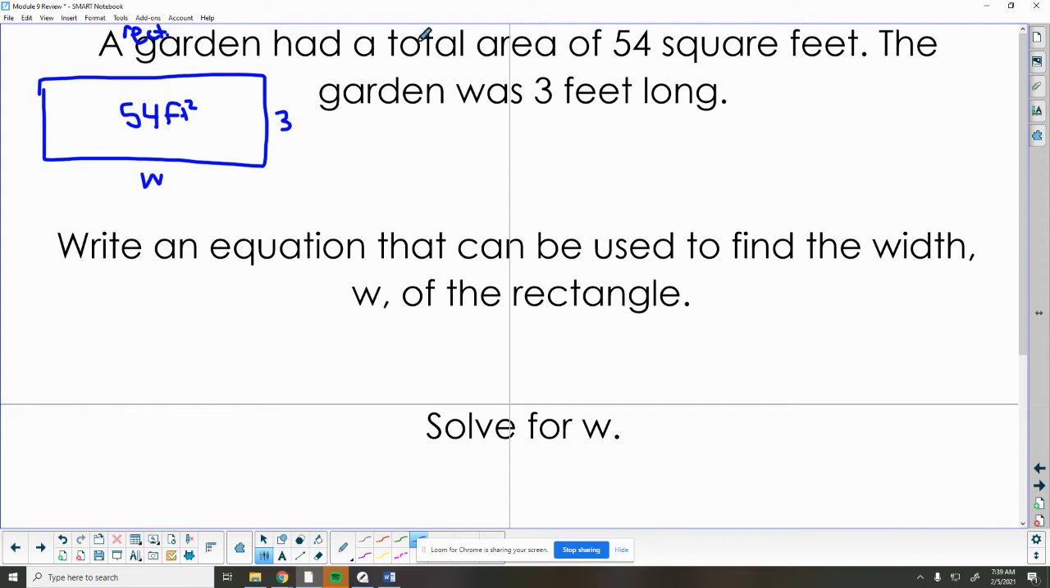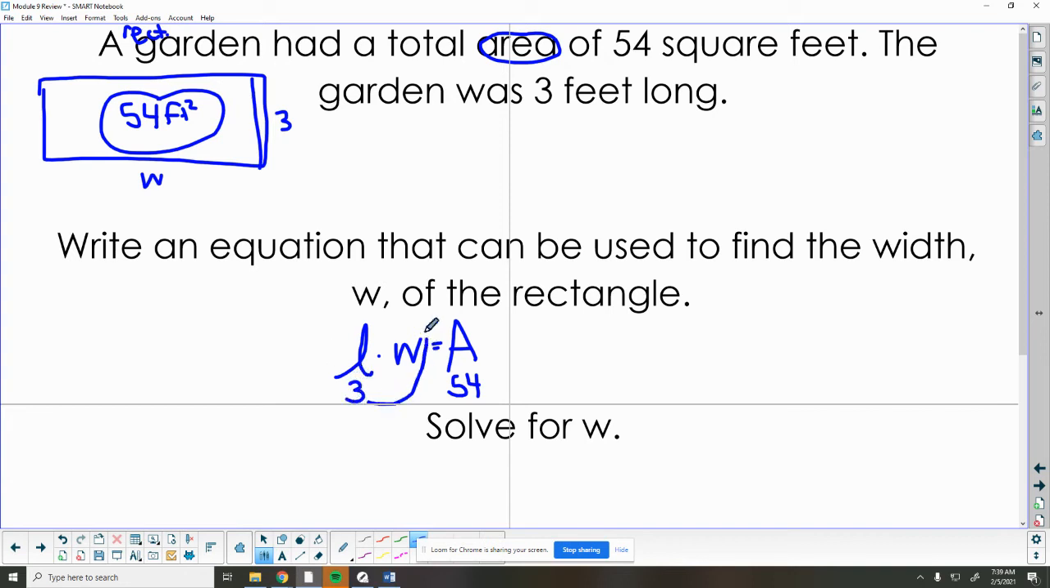So when we are doing area, see if you can remember the formula for a rectangle. We take the length, we times it by the width, and that equals the area. So what things do we know here? We know the area is 54, so we can replace the area with 54. We know the length is 3, so I can replace the length. And we're looking for the W. So I can say 3 W equals 54.